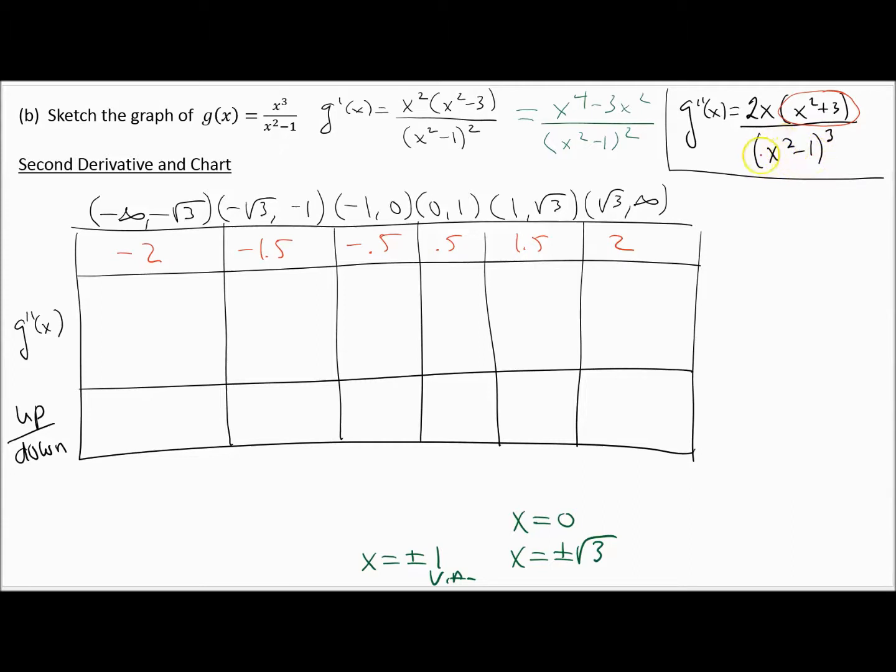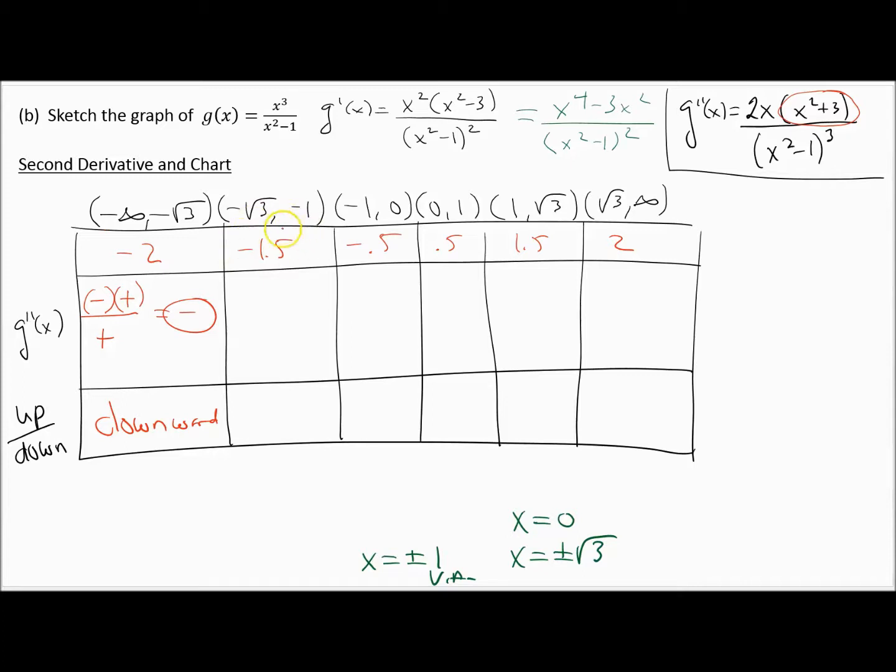But if I square a number and it's less than 1, when I subtract 1, it's going to give me a negative, and then when I raise it to the third, it's going to be negative. So we've got to be careful there. So when I plug -2 into 2x, that's going to be a negative. When I plug -2 into x squared plus 3, remember that's always a positive. -2 down here is going to be 4 minus 1 is positive, so when I raise that to the third, it's still positive. And overall, that gives me a negative answer, so I am concave downward on the interval -∞ to -√3.